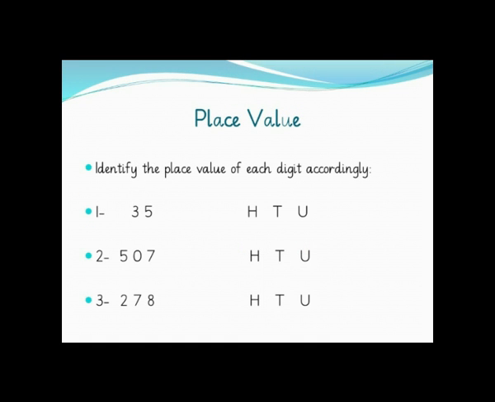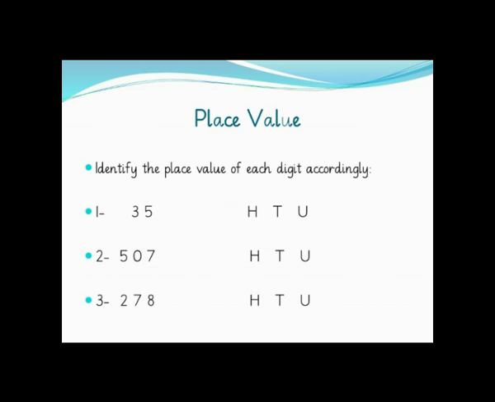Furthermore, identify the place value of each digit accordingly in the given numbers. Number 1, 35. You have to identify the position of both of the digits under the given place value abbreviations.